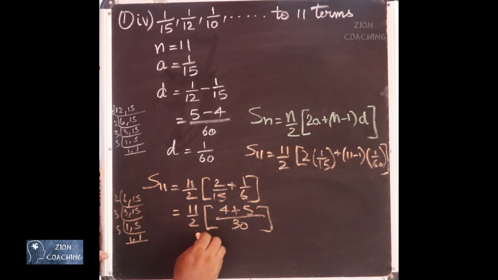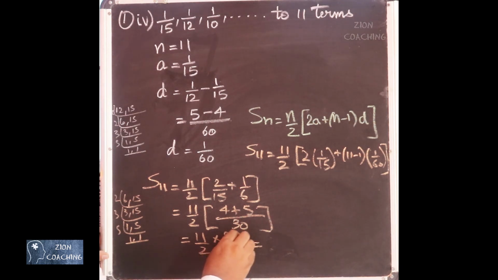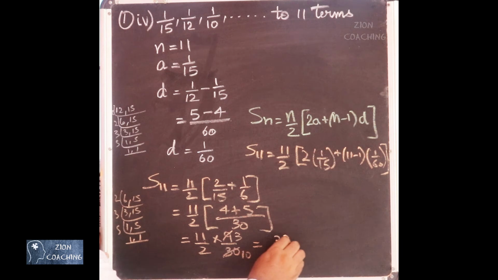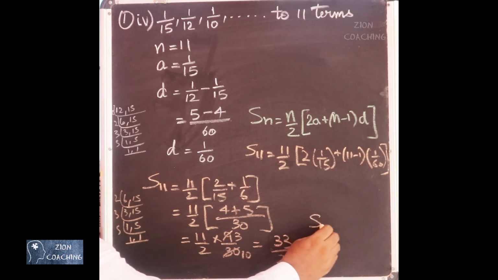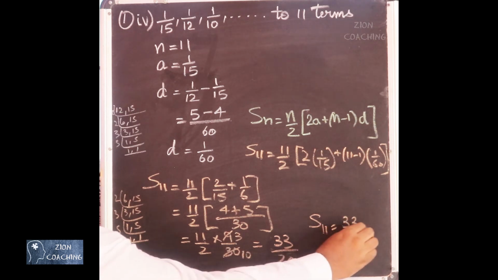So you are going to get 11 by 2 into 9 by 30. That is 99 by 60, or you can cancel, this will become 3 and this will become 10. So the answer is going to be 11 3s are 33, 2 into 10 is 20. So the sum up to 11 terms is 33 by 20.